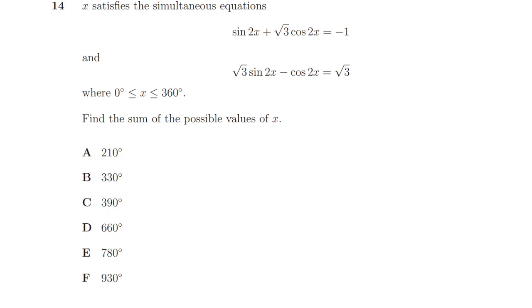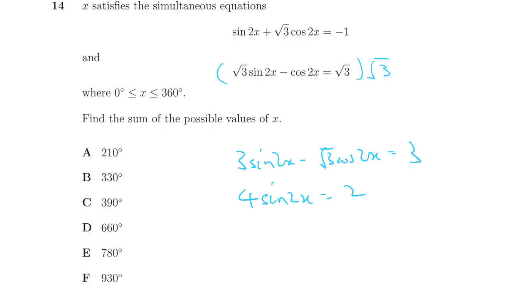Maybe I would multiply the second equation by square root of 3. So then you get 3 sine 2x minus root 3 cos 2x equals 3. Why would I do that? Because then you add it with the first equation, right? Then the cos 2x is cancelled, so 4 sine 2x equals 2. Good, so sine 2x equals a half. Very good. How about cos 2x?